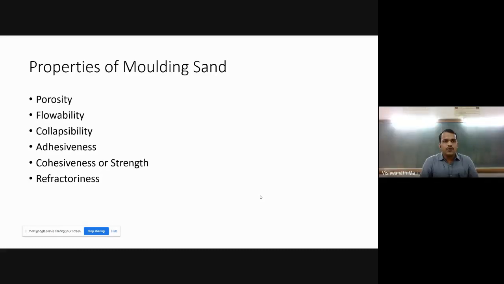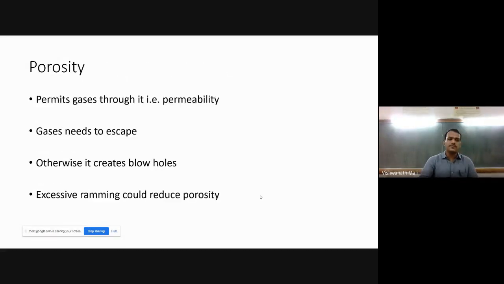So we have started the topic properties of molding sand. There are a total of 6 properties which the molding sand should possess. These properties are porosity, which means permeability, flowability, collapsibility, adhesiveness, cohesiveness or strength, and the last one is refractoriness. Out of these properties, we have already seen the first one, that is porosity, and the second one, flowability. Just review this and go for the next property.